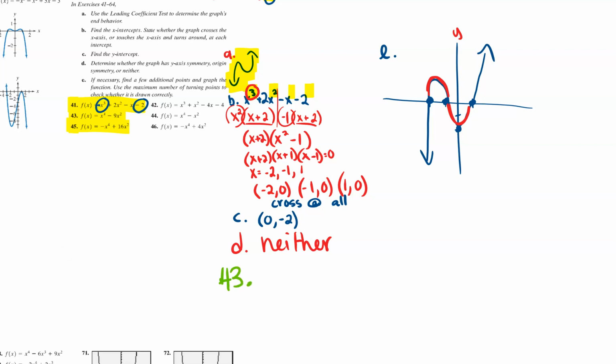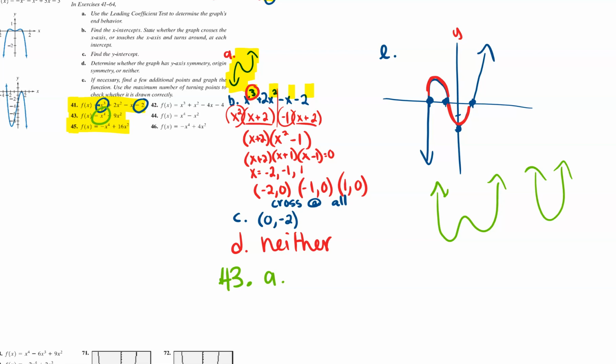43A. Determine the end behavior. So it's an even degree, which means the ends are both pointing the same direction, and it's positive in front, so they must both be pointing up. So it's going to look something like maybe that, or it doesn't necessarily need to have all 3 turns. It might look something like that. But the ends will both be pointing up.